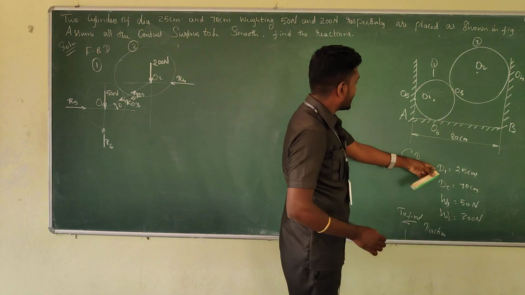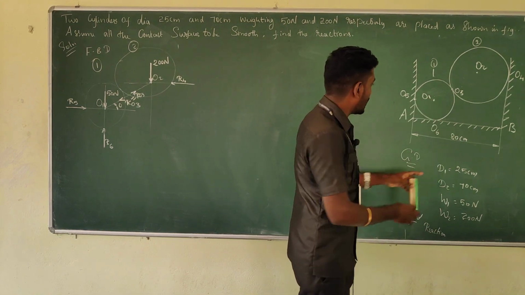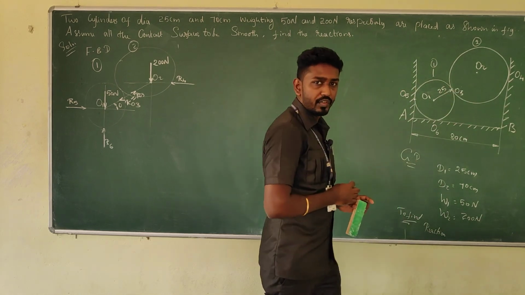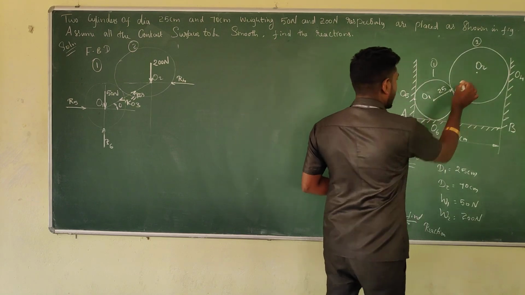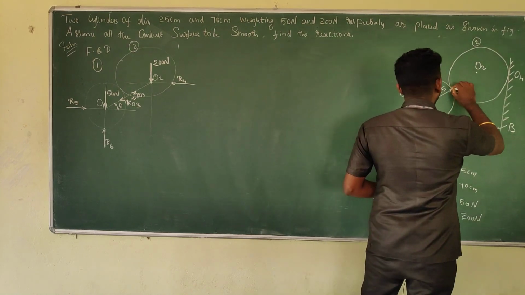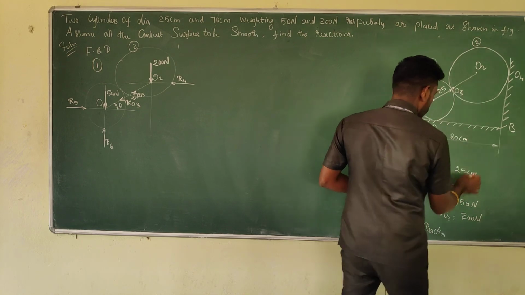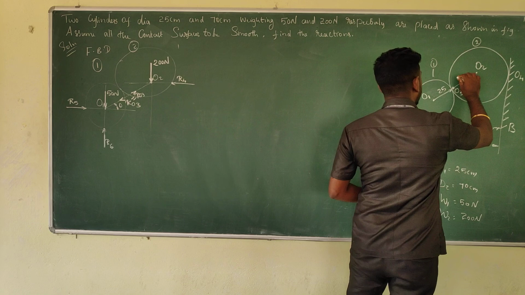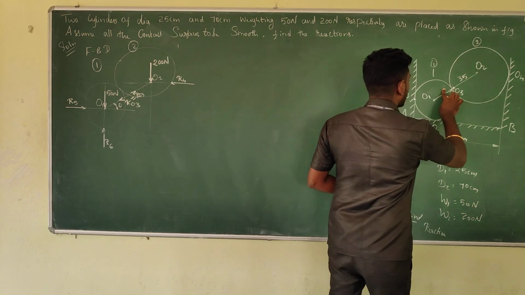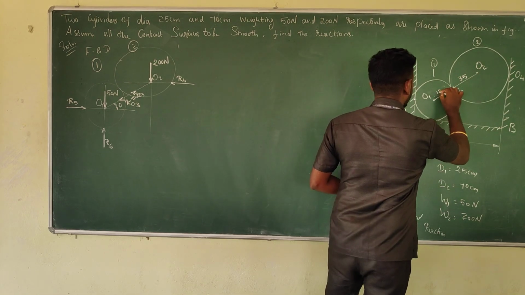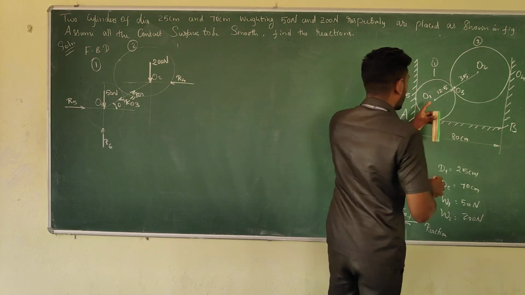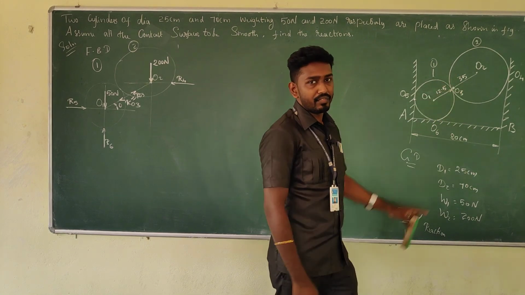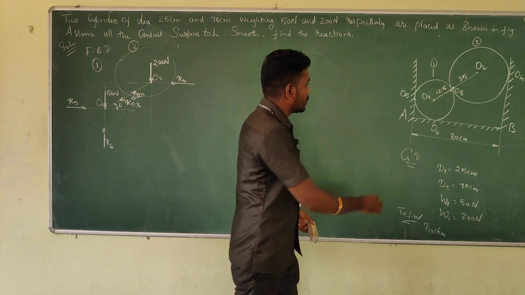Now, the diameter of the first roller is how much? The diameter of the first roller is 25 centimeter. And the diameter of the second roller is given as 75, so the radius will be 37.5. Here the radius of the first roller will be 12.5, since the diameter is 25. So here I am going to represent the radius: take 12.5, here 37.5.